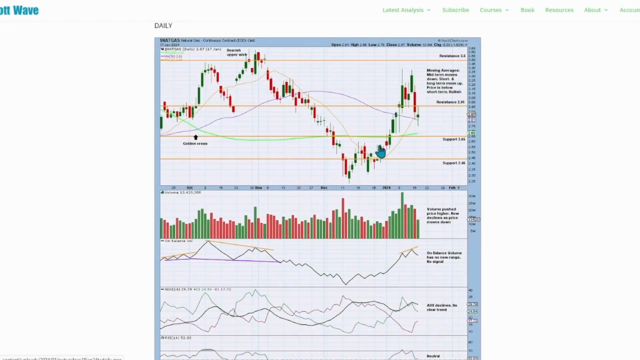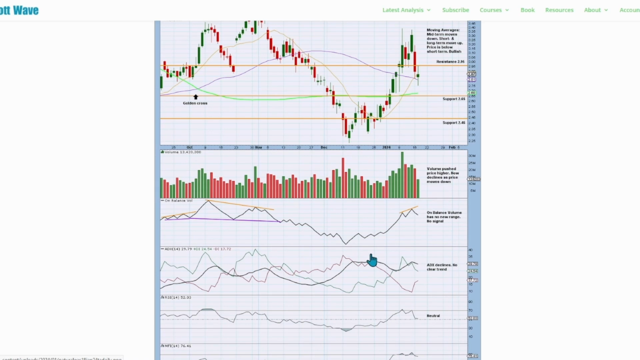And on the technical daily chart, we can see price has just failed to find resistance here and has now moved below support, now resistance at 2.95. Volume overall increased as price moved towards resistance here, though it is now slowly declining as price declines. Volume overall pushing price higher with a push on various bullish candlesticks. On balance volume has no new range and gives no signal.